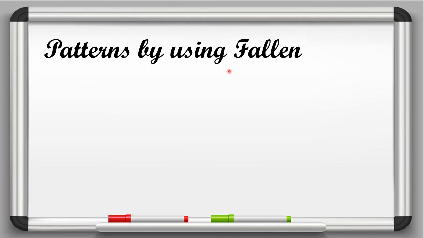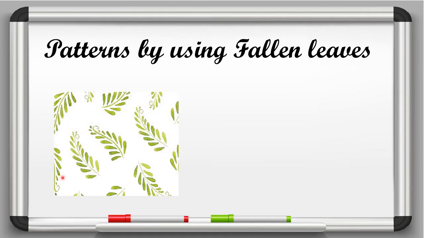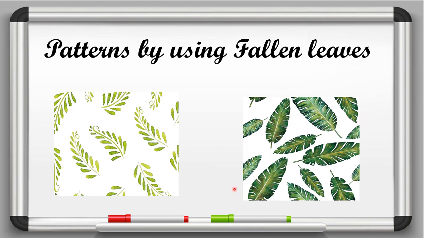Now patterns by using fallen leaves. What are fallen leaves, beta? The leaves that fall down, with their help also we can make patterns. So let's see how. Here you can see these are the patterns using leaves. Okay, and here again these are the leaves, fallen leaves, and with the help of these leaves we have made this pattern, a cloth pattern you can say. Okay, we can make this kind of patterns on clothes.